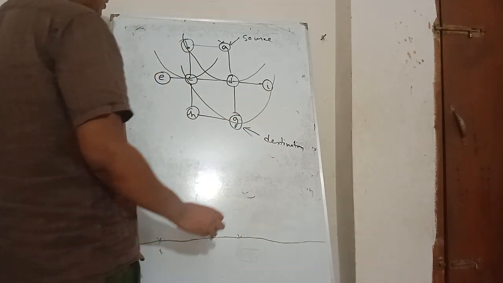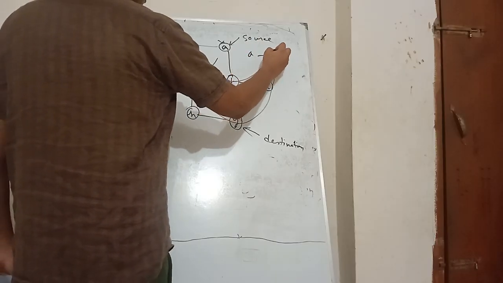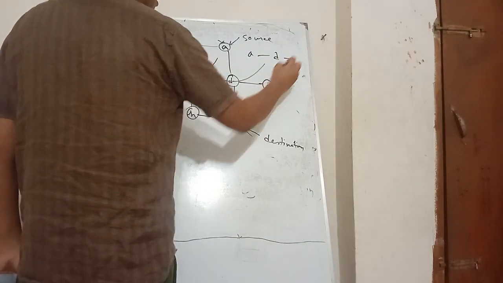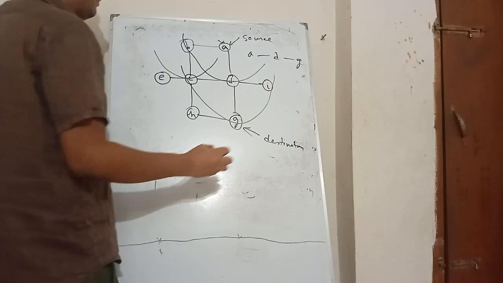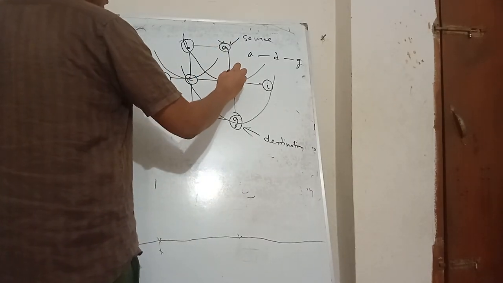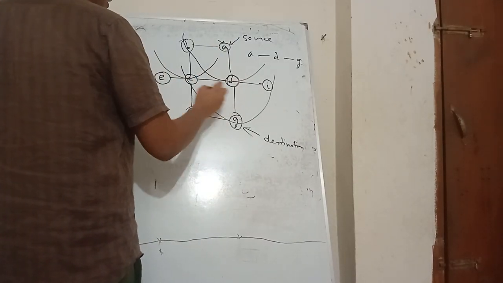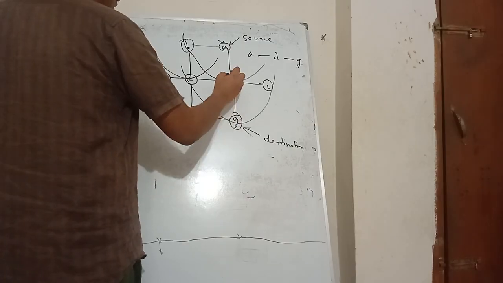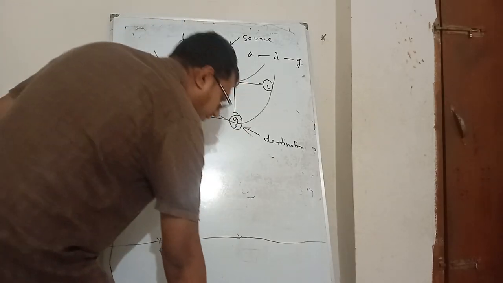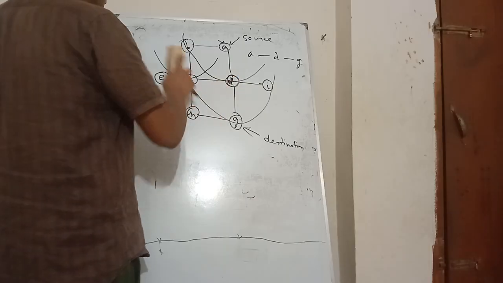So what is the shortest path? A, then D, then G. A to D, then using BFS we can reach G from D.